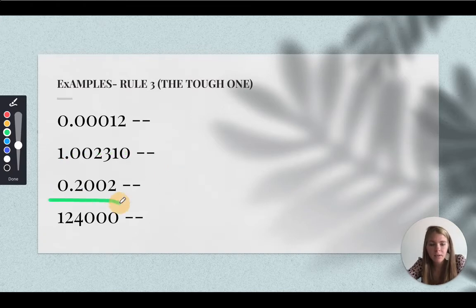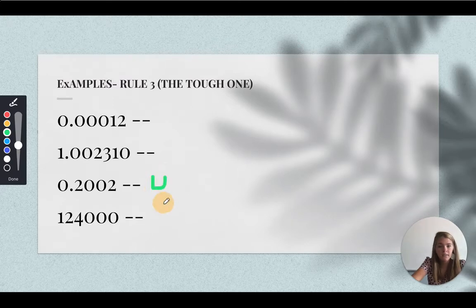This one is very similar to the first one we did. How many significant figures are in that number? There are 4 significant figures in this number because we have to count these 2 zeros because they're in a sandwich. This 0 is not in a sandwich, so we do not count him.